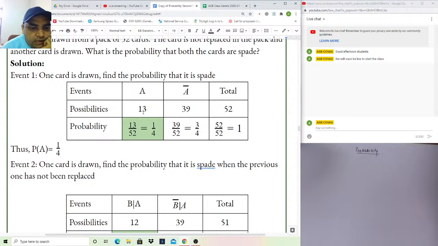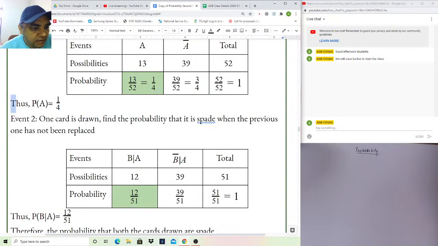How many possibilities of getting a spade are there? 13. So what will be the probability? 13 by 52 is equal to 1 by 4. And the opposite, when A has not occurred, is 39 divided by 52, that is 3 by 4. If we add these two probabilities, it should come out to be 1, so it completes our sample. Here the important thing is that we got the probability of A, of getting a spade, as 1 by 4. So P(A) is 1 by 4.